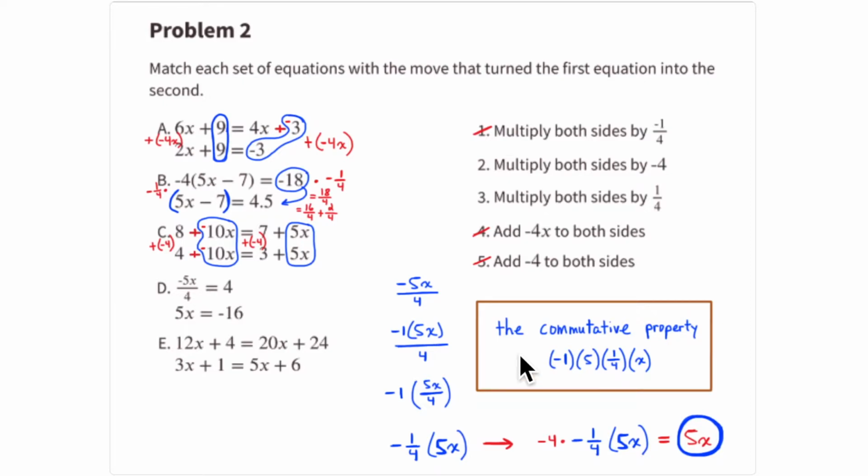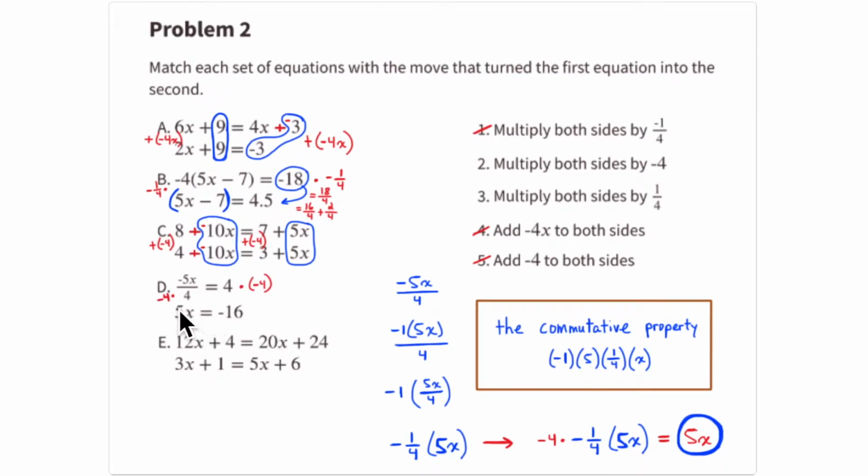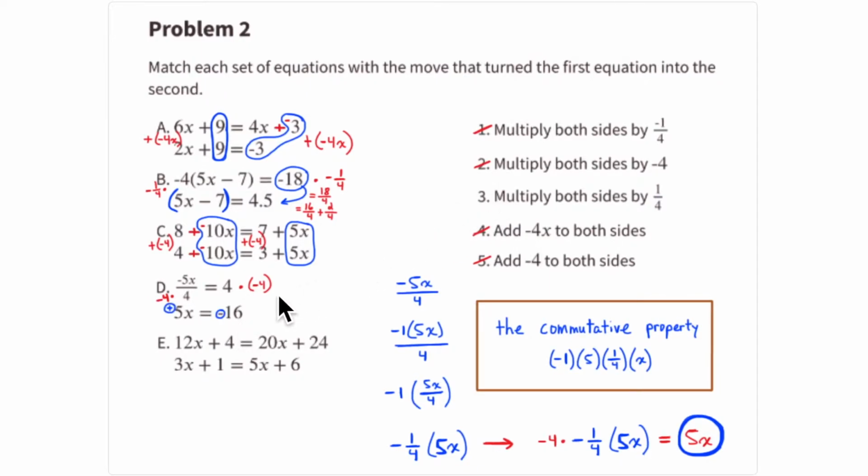And using the commutative property, once you see that, then you can see that there's a negative 1/4 that's kind of hidden in here, and that gives you the result of 5x. Negative 4 times a negative 1/4 and then times 5x equals 5x. And that equals negative 16. So negative 4 times 4 equals negative 16. And so that's number 2. This is a positive 5x, and this is a negative 16. So that's number 2. Multiply both sides by negative 4. A little bit hard to see. And think about this a little bit.